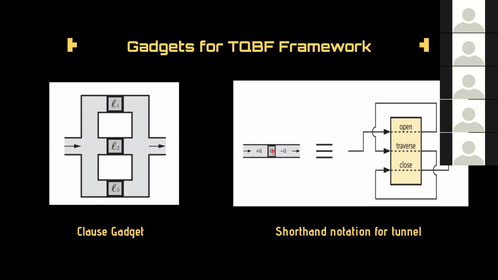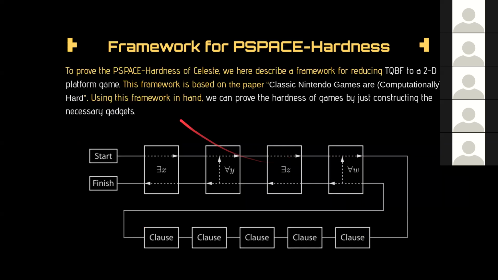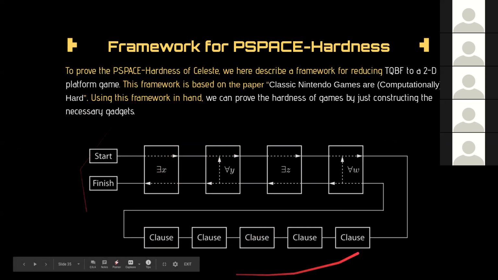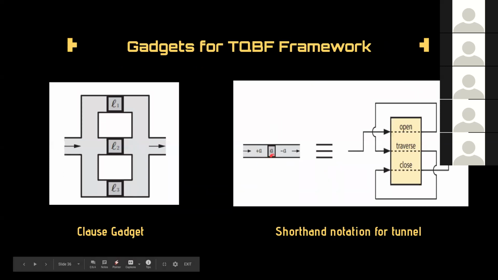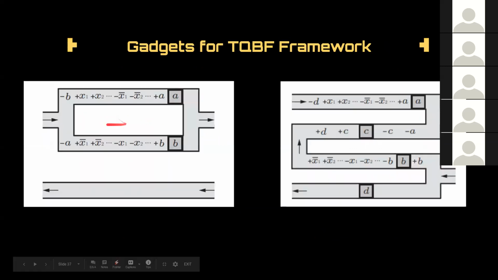Now we'll show, using this tunnel type, this shorthand notation, and doors and buttons, how we can build existential quantifiers and universal quantifiers, and we'll show what this framework means. We'll explain that again, just showing you how we can build these gadgets using these types of doors which can be forced open. So the existential quantifier will work like this.